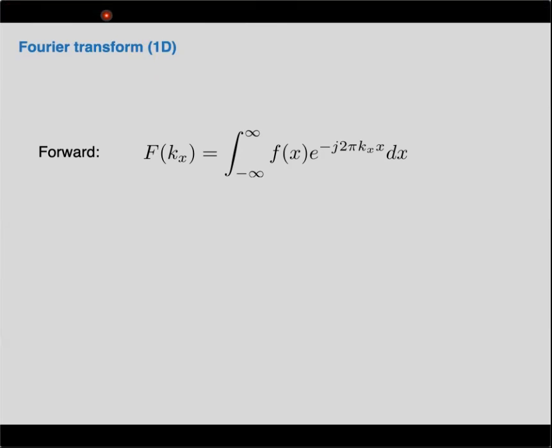Okay, quick question. Complex numbers, I'm sure you're familiar with. Yes. So what is the square root of minus 1?